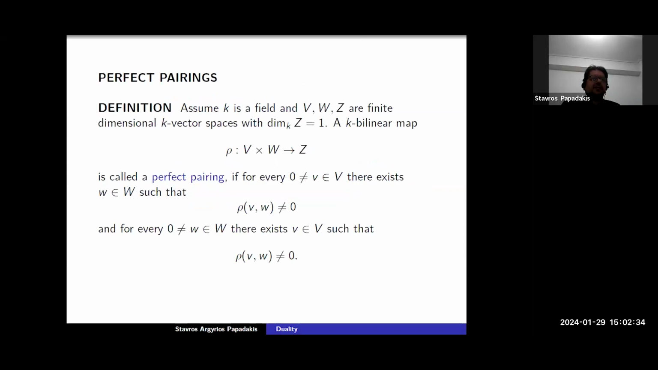The first definition, which you all know, is what it means for two finite dimensional K vector spaces to have a perfect pairing. A perfect pairing is defined by the property that for every non-zero element v in the first vector space V, there exists an element w in the second vector space W which pairs non-zero with it. And similarly, for every element in W, there exists an element in the first vector space V such that it pairs non-zero. Here, Z is just any one-dimensional vector space over the field K.